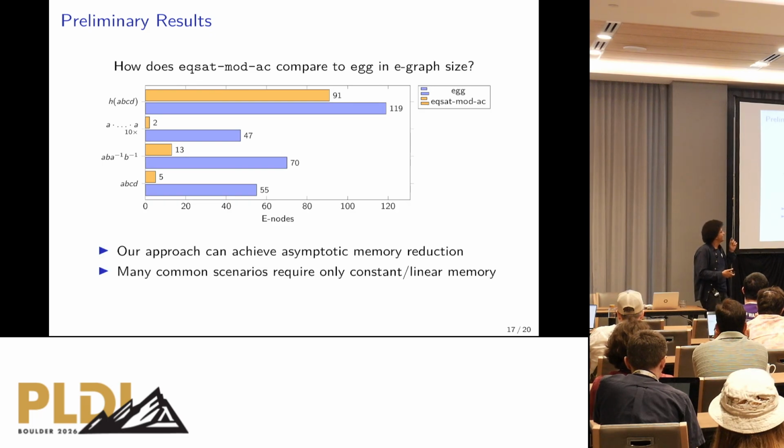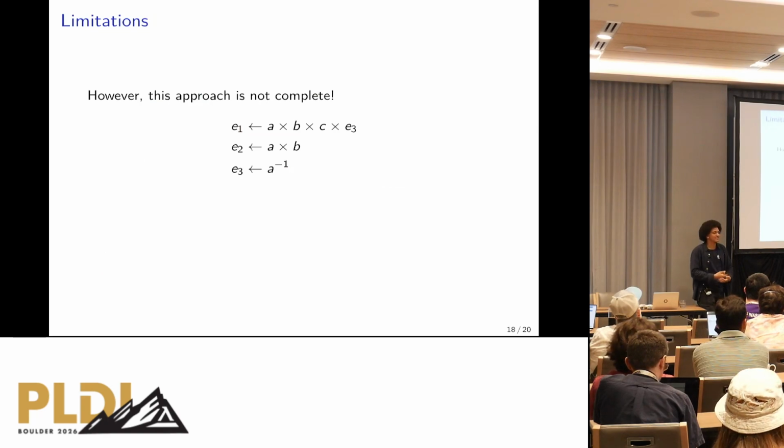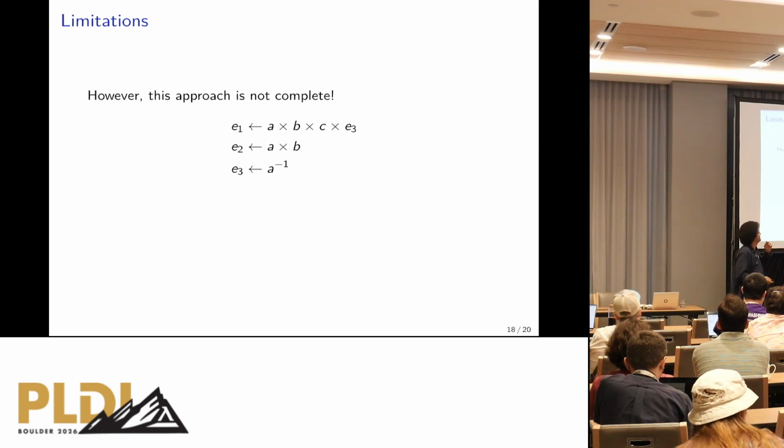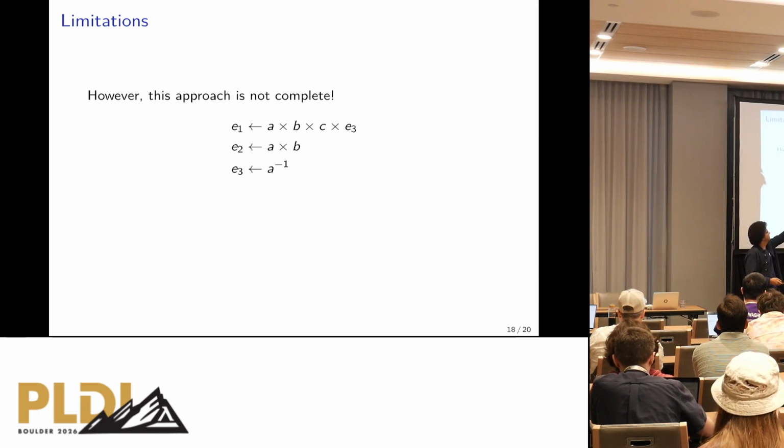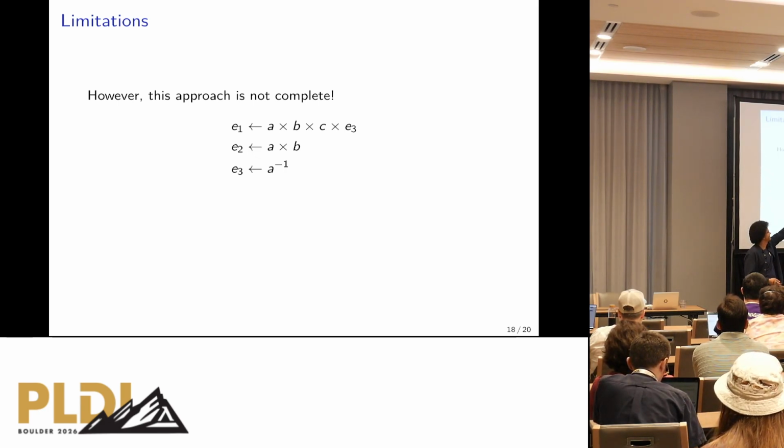Okay, so in some cases we save on space asymptotically, and in many cases it's constant or linear in space. However, it's not all that great because at the same time the algorithm is not complete for pattern matching. Let me give you an example. Here we have AB and we have the A inverse pulled out, right? So if we apply pattern matching on this, we would find that A via E3 gets cancelled.